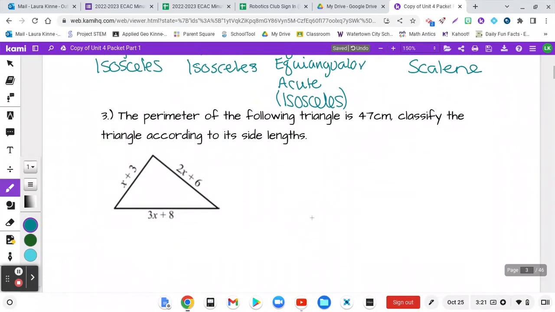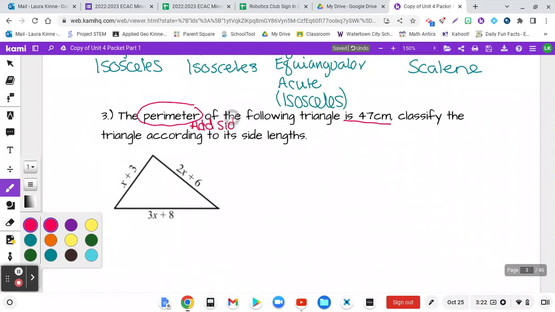Okay, a couple more questions with this. The perimeter of the triangle is 47. Classify the triangle according to side length. So we have a little work to do before we can determine the type of triangle. First, I'm going to start right here. The perimeter equals 47. When you want to find the perimeter, you add all the sides, right? Okay, well, let's do that.